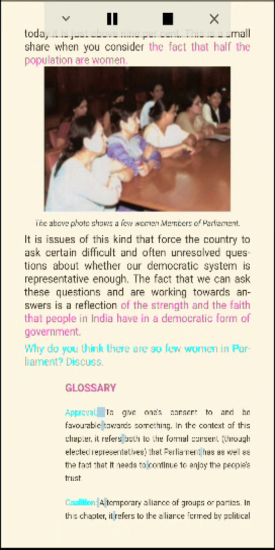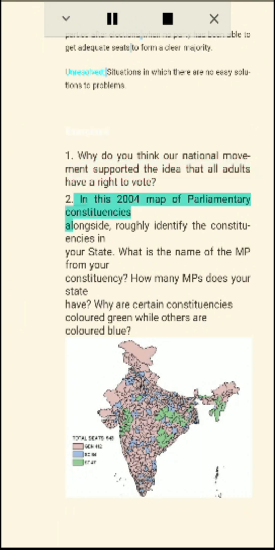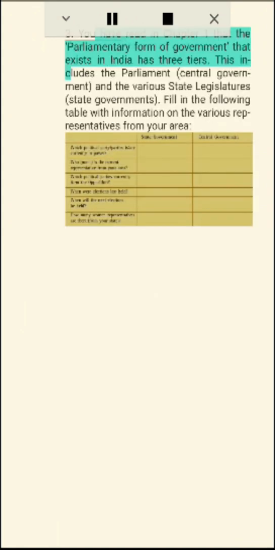Exercises. 1. Why do you think our national movement supported the idea that all adults have a right to vote? 2. In this 2004 map of parliamentary constituencies, alongside, roughly identify the constituencies in your state. What is the name of the MP from your constituency? How many MPs does your state have? Why are certain constituencies colored green while others are colored blue? 3. You have read in Chapter 1 that the parliamentary form of government that exists in India has 3 tiers.